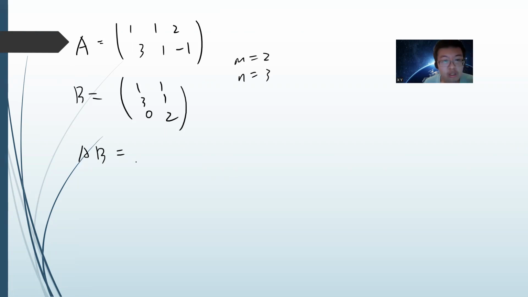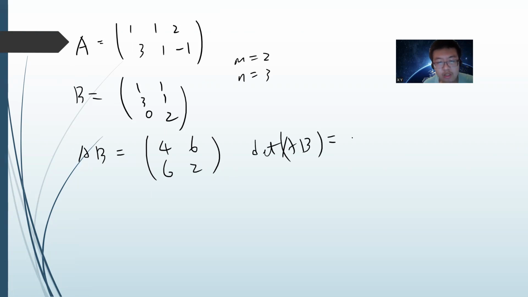You can calculate it by yourself. AB is 4, 6, 6, 2. If I calculate the determinant of AB, then I get 8 minus 36, so it's negative 28.